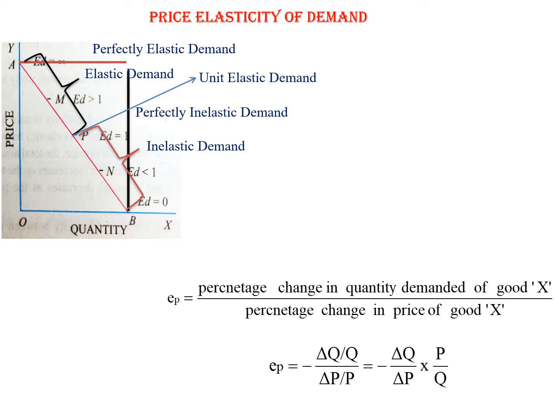Suppose you are producing an agricultural product, or you are consuming a commodity like salt, or you are consuming products which have been developed by the government itself, like roads, canals, parks, municipality parks. In all these conditions, you will find perfectly inelastic demand.